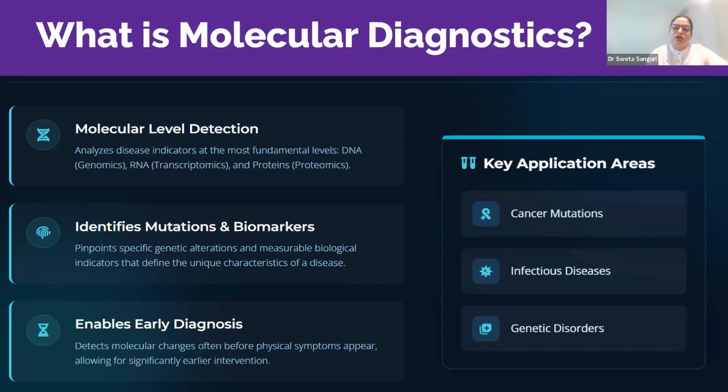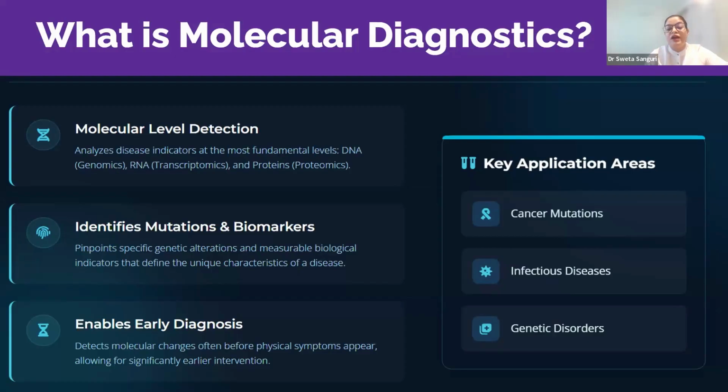Another key advantage of molecular diagnosis is that it can enable very early diagnosis. Often molecular changes happen long before physical symptoms appear. And if we can diagnose these changes early, the doctors can intervene sooner, and then they can significantly improve the patient outcomes. So these technologies are used in several important areas of medicine.